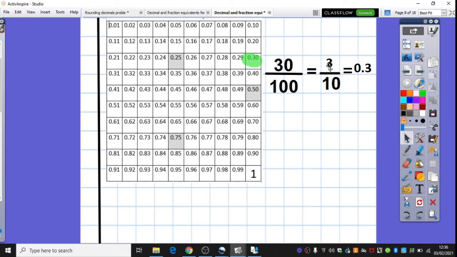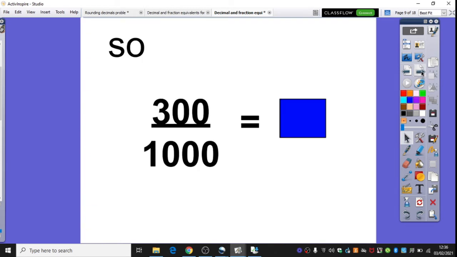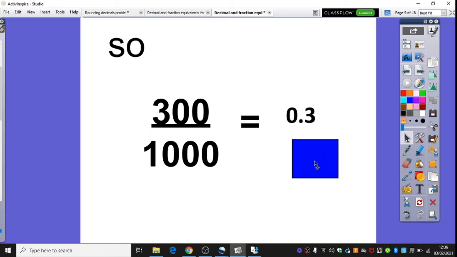And we can see here the relationship. If we times 3 by 10, we make 30. And times 10 by 10, we make 100. And it is also equal to 0.3, because we know that 10 hundredths make 1 tenth. So if we've got 30 hundredths, we've made 3 tenths. Now let's relate that to a thousandth then. If we've got the same thing again, so 30 hundredths is the same as 300 thousandths, it is the same as 0.3.